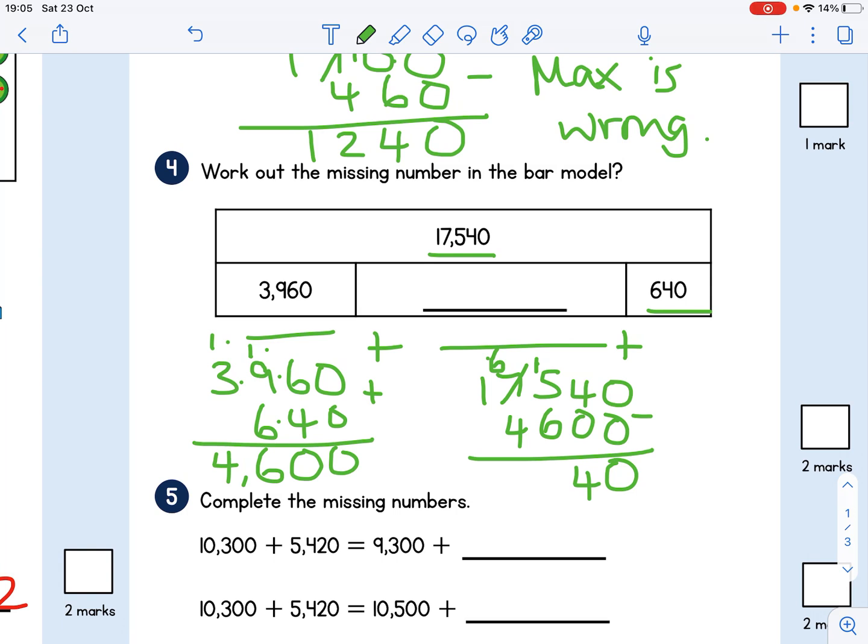Put the 1 there. 15 take away 6 is 9. 6 take away 4 is 2. And 1 take away 0 is 1. So we need 12,940 more in that space.